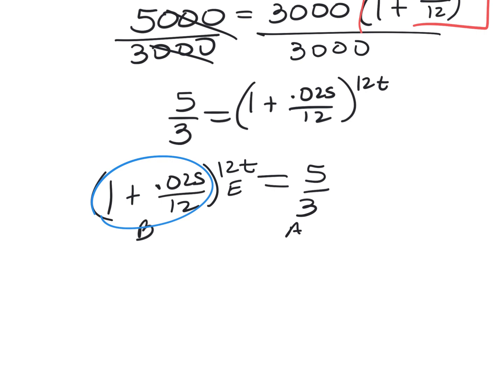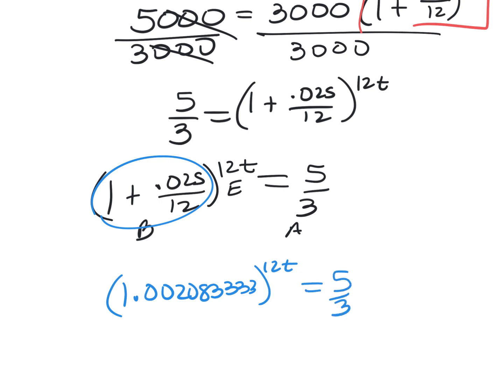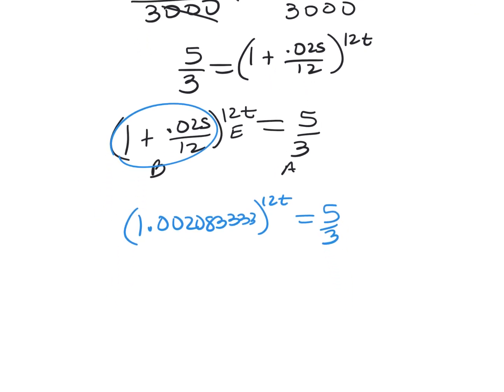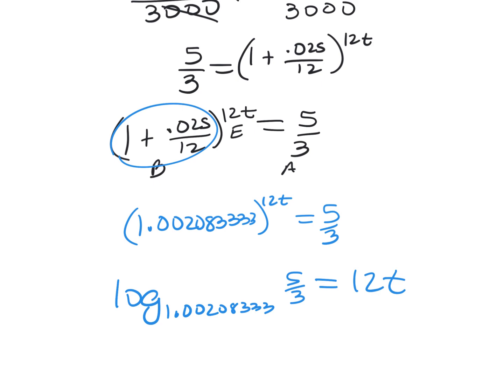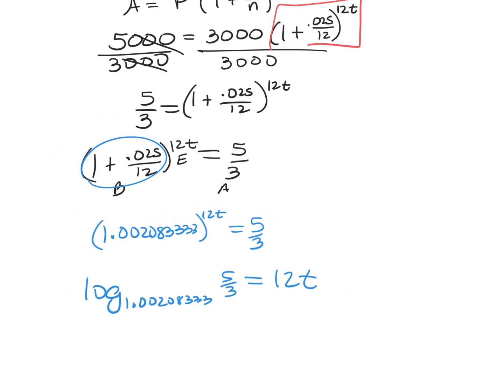I would just do this continuous on your calculator. This would be 1.002083. It's going to be 3 repeating, raised to the 12t power equals 5/3. So then what I can do here is go ahead and turn it into log form. I could do the log of this crazy long number equals, so answer, and I can solve it this way. This is one way.